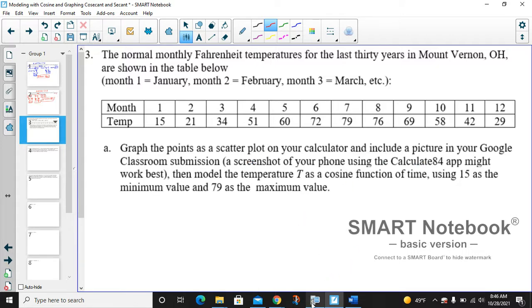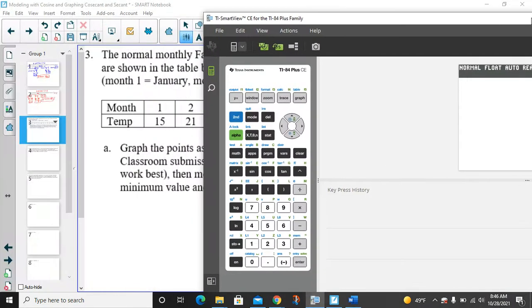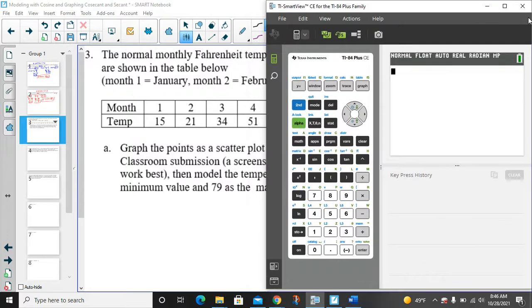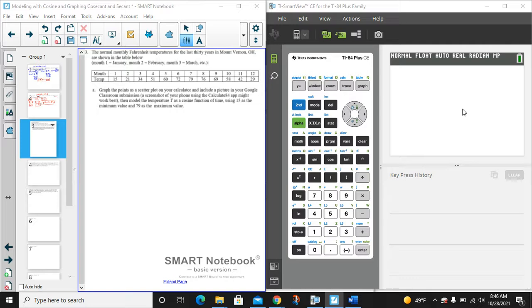All right, so we want to pull out our calculator, and I'm going to want to get my data here. So I'll try to get both of these over here. All right, so how we can put in data to do a scatter plot. First, we have to tell our calculator that we are wanting it to do a scatter plot.